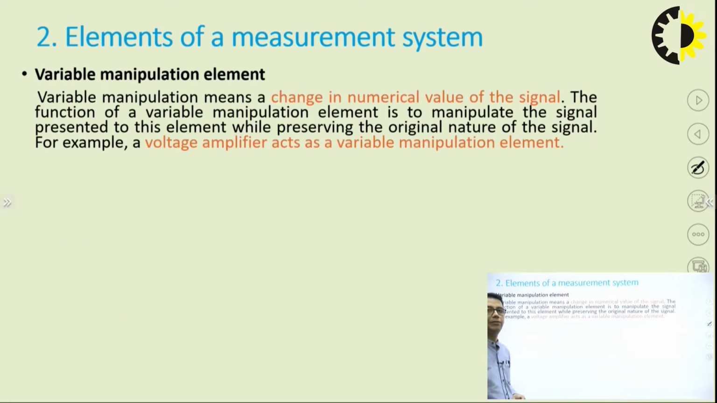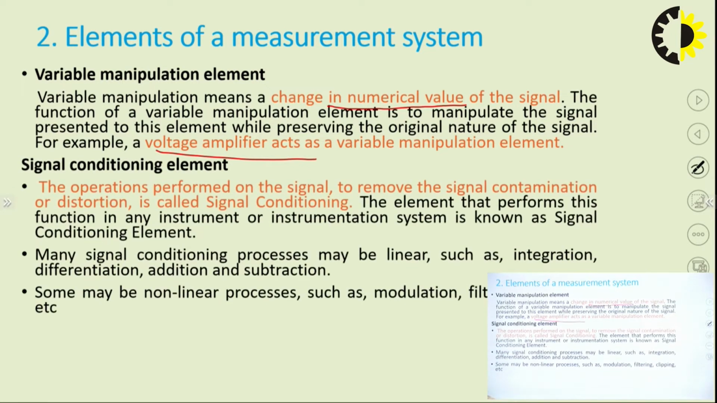Next is the variable manipulation element. It changes the numerical value of the signal, like when we amplify the signal. In this way, we call it the variable manipulating element.